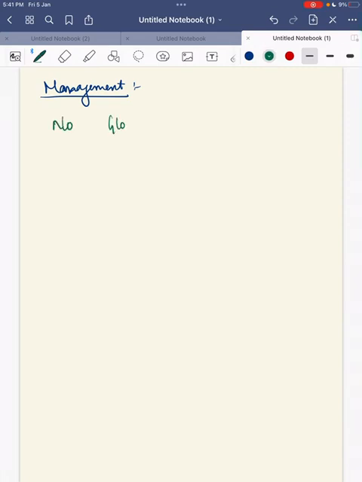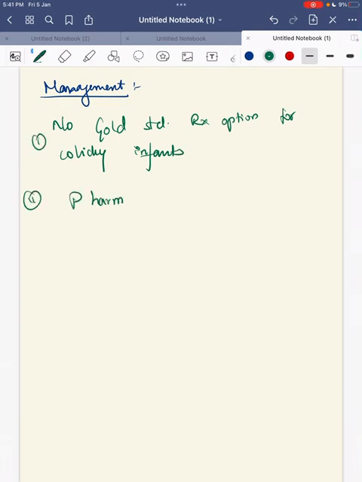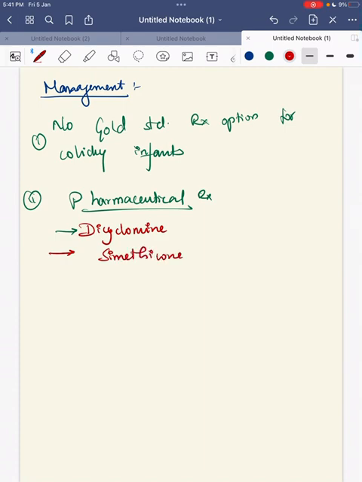Next, going off with its management. There is no gold standard treatment option for colicky infants. Second, the pharmaceutical agents that you can try, with only a limited benefit in management, are dicyclomine and simethicone. This can be useful for some of the infants.